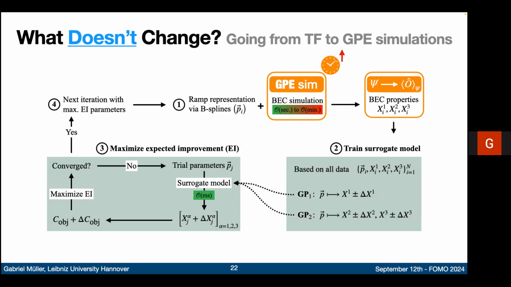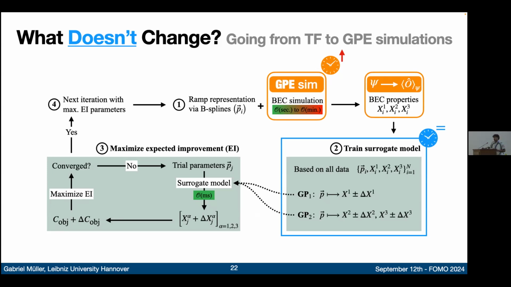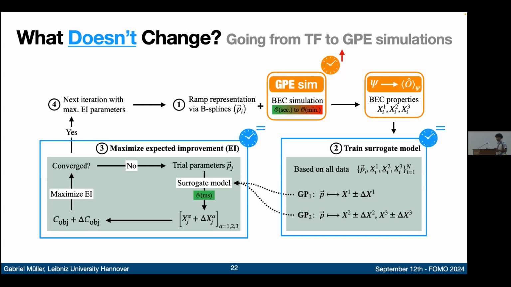What doesn't change is even more interesting. What doesn't change is first the time that you need to train the surrogate model. Even now that the GPE simulation takes a lot more time, once you did this for each iteration, the rest of the optimization takes exactly the same time. So the surrogate model training takes the same time. The global optimization takes exactly the same time because it uses the Gaussian process.